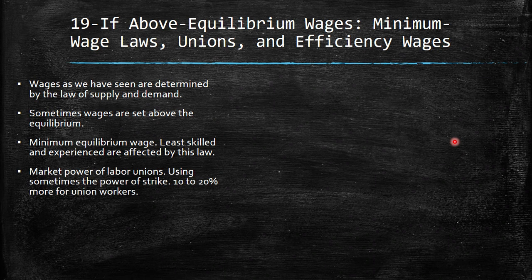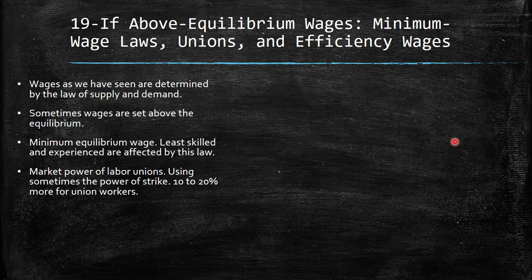And then we know that there is the market power of labor unions, which sometimes have one tool, basically the power of a strike. And it is calculated that union workers earn 10 to 20% more.